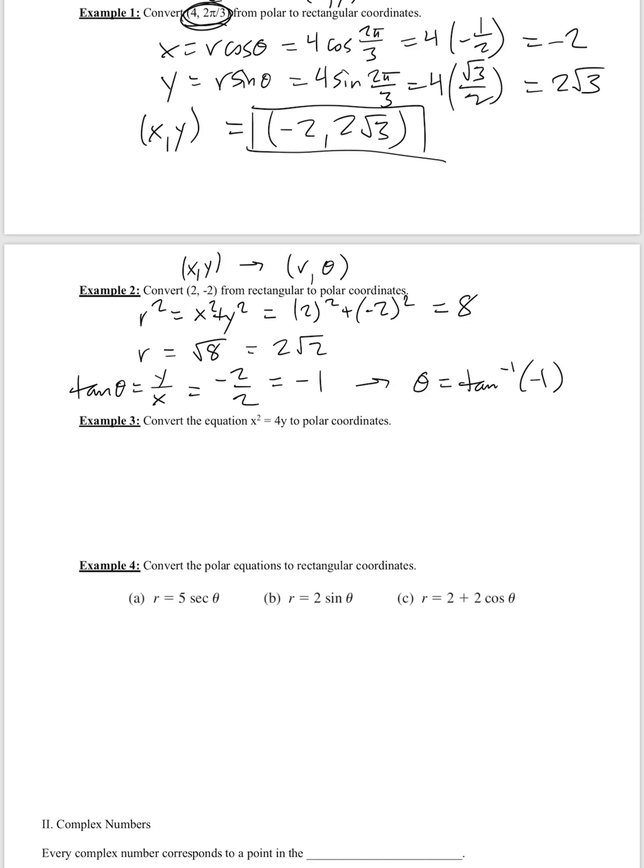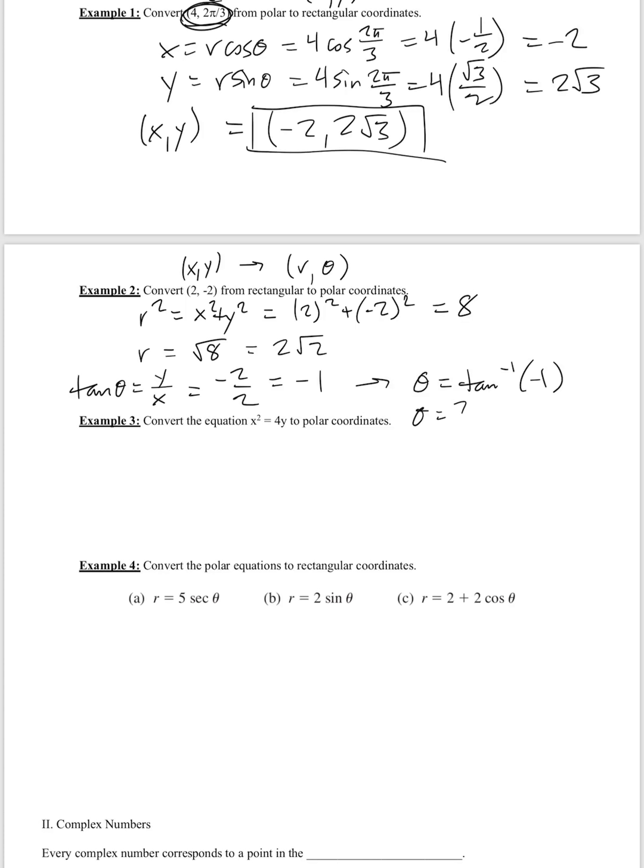And where is tangent, y over x, equal to negative 1? That's going to be 7 pi over 4. Or your calculator will give you an answer of negative 45 degrees or negative pi over 4. They're the same angle. They're coterminal. So that's a lot of reasoning, but this is also why we do this after we've developed our knowledge of the unit circle and understanding the inverse trig functions and understanding how to solve those equations.